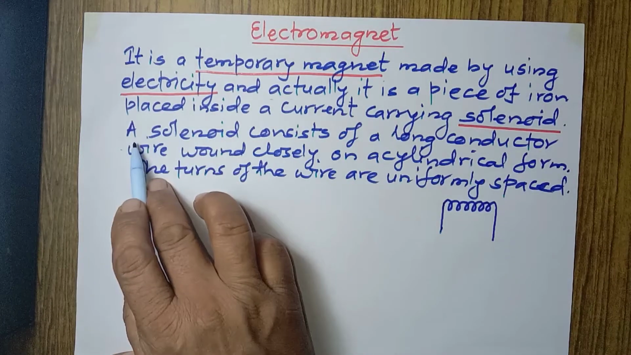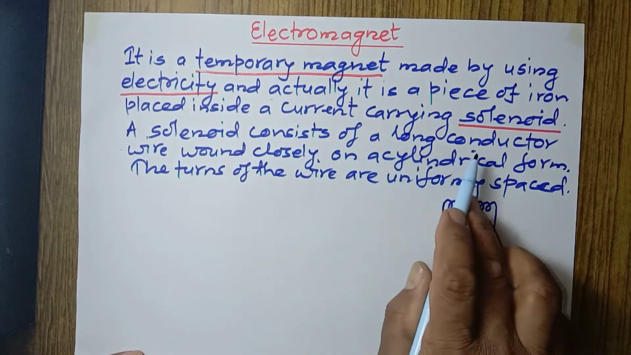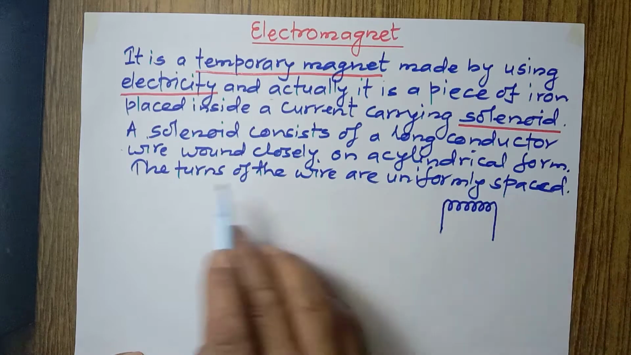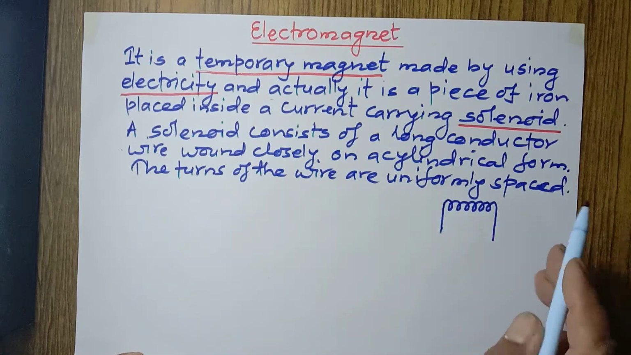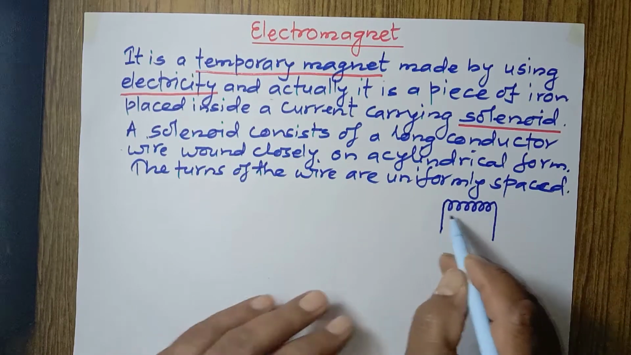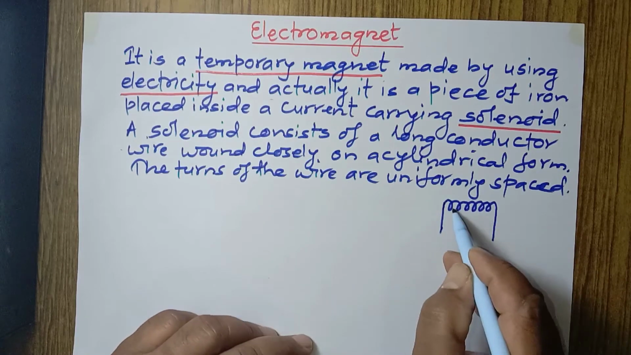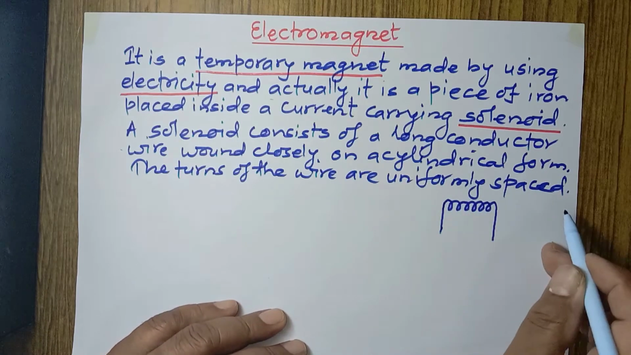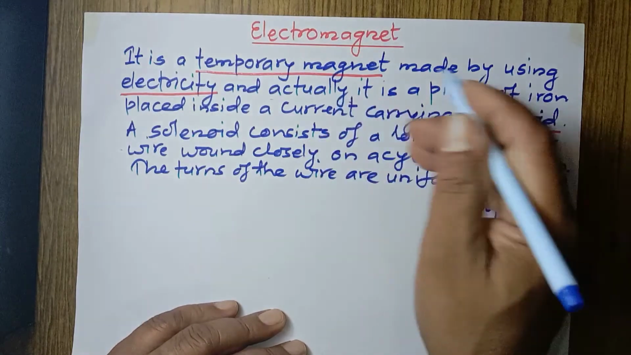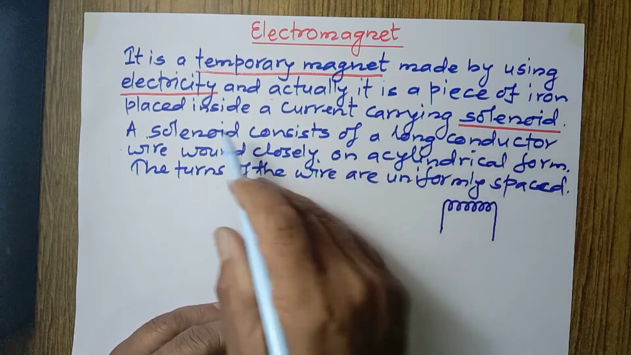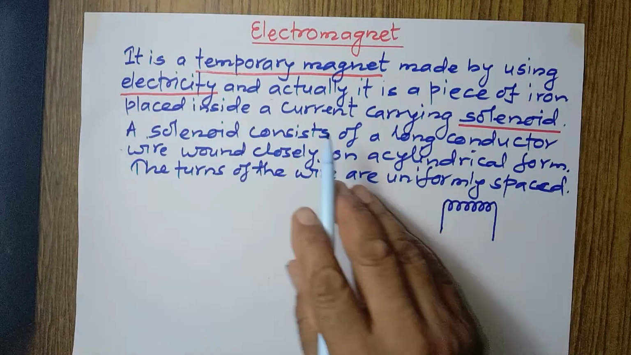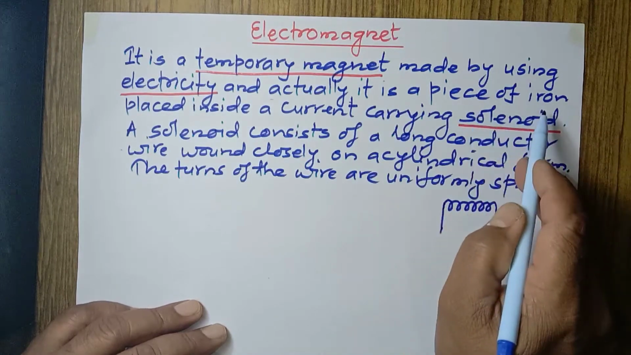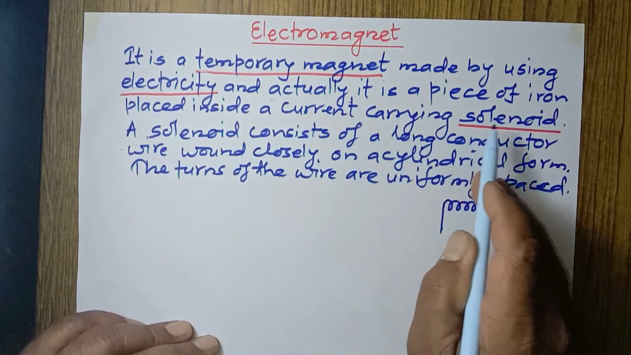Now what is told here? A solenoid consists of a long conductor wire wound closely on a cylindrical form. The turns of the wire are uniformly spaced. These turns are uniformly spaced. The space between two neighboring turns is more or less equal from one end to the other end. Now we have to go back to the definition. What I told, the definition of electromagnet may be like this. Electromagnet is a piece of iron placed inside a current carrying solenoid.